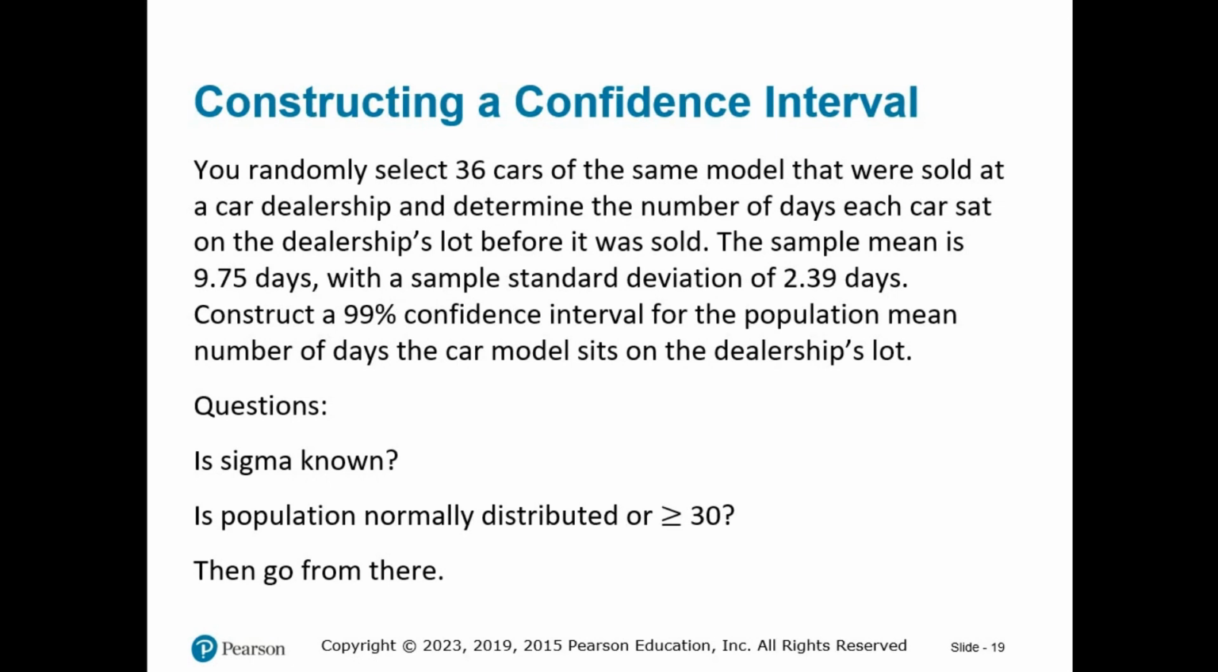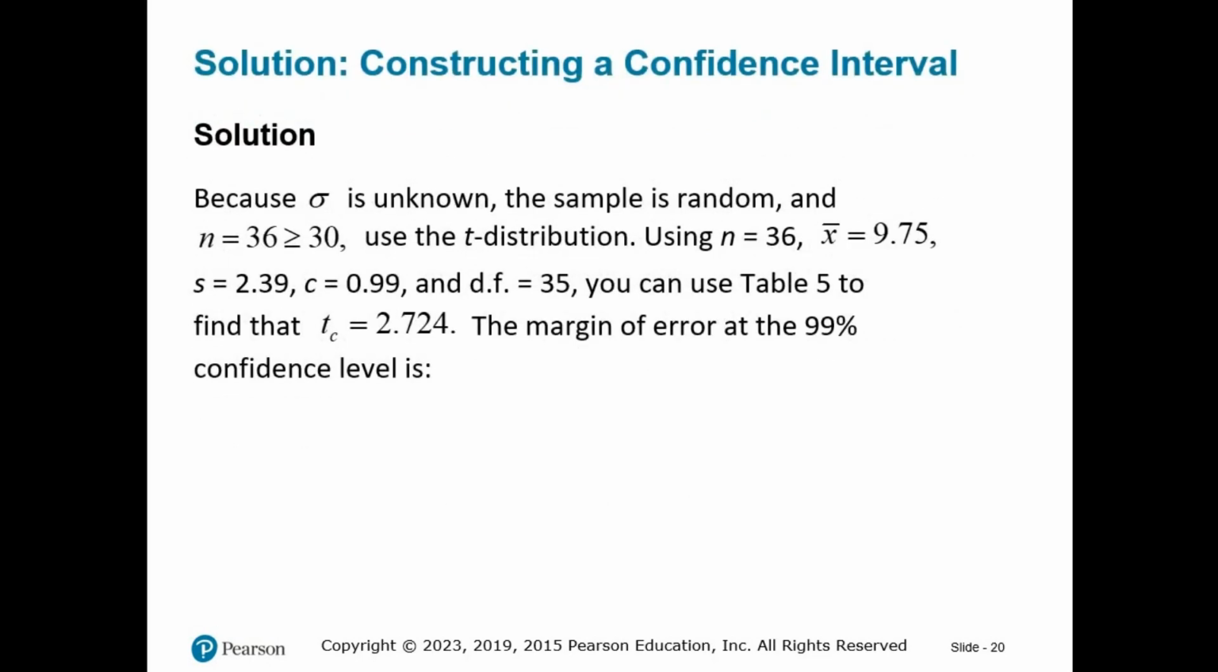Now we look at whether or not the sample is random, which it was. So we can start gathering data and use the t-distribution. N equals 36, so our degrees of freedom will be 35. X bar will be 9.75. S is 2.39, and C is 0.99. I'll give you just a moment to see if you can come up with t sub c from this information. I'm hoping you got 2.724 for that.